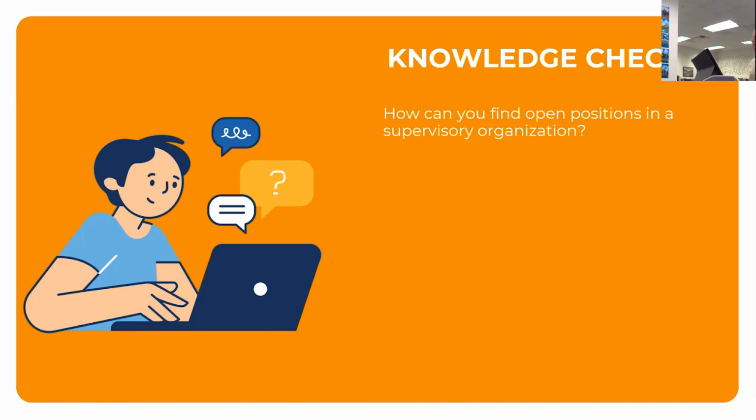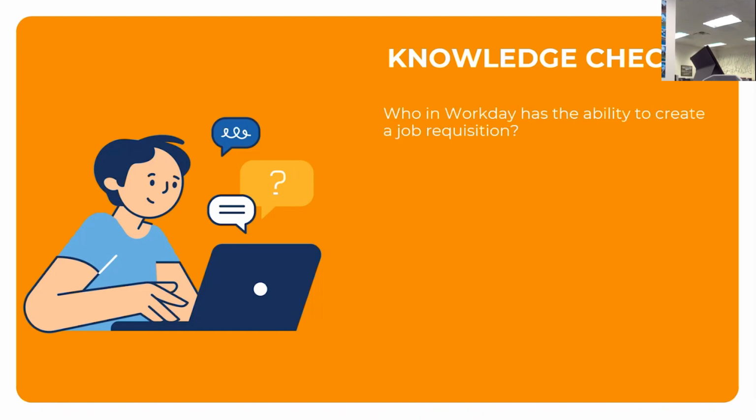How can you find an open position in a supervisory organization? Where can you go find an open position, an open seat? The org chart. Yeah, I like to always go to the org chart. You can also go to the staffing tab in the supervisory organization as well. But I like finding it through the org chart. I like seeing it visually, that open seat sitting there.